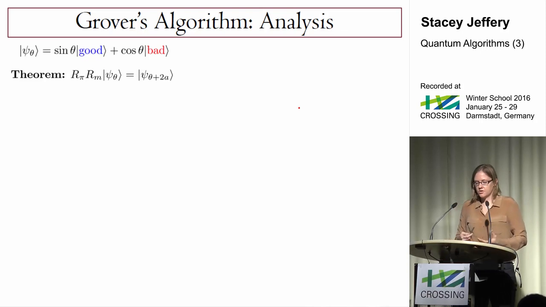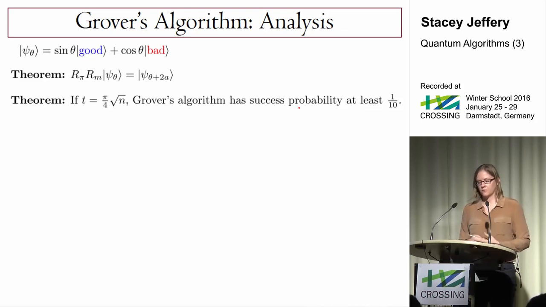All right, so this shows the first theorem that we wanted to prove, which is just that applying the reflection r sub m followed by the reflection r sub pi has the effect of increasing the angle away from bad by 2a. That's sort of the meat of the analysis. So now we can prove the following theorem. If t is pi over 4 times the square root of n, or since t has to be an integer, you can take the ceiling of this, then Grover's algorithm has success probability at least 1 over 10. And I'm just going to sketch a proof. If you want the constants and everything, that's also in the notes.